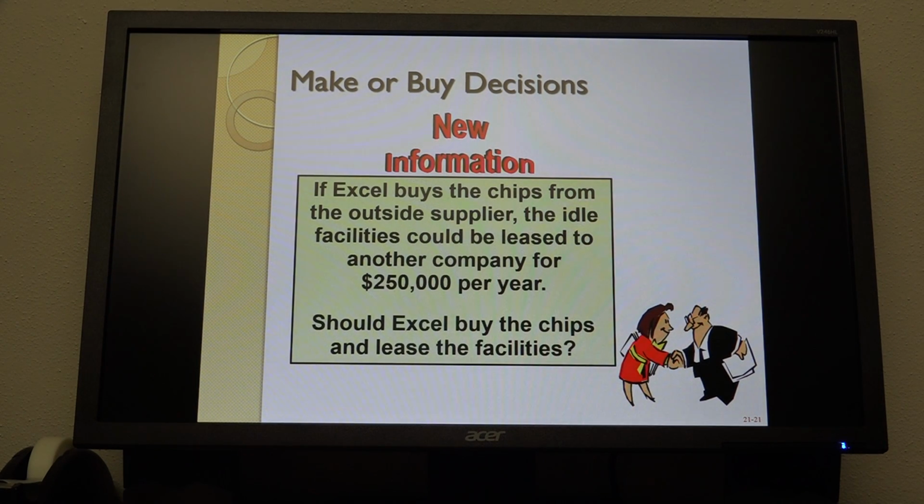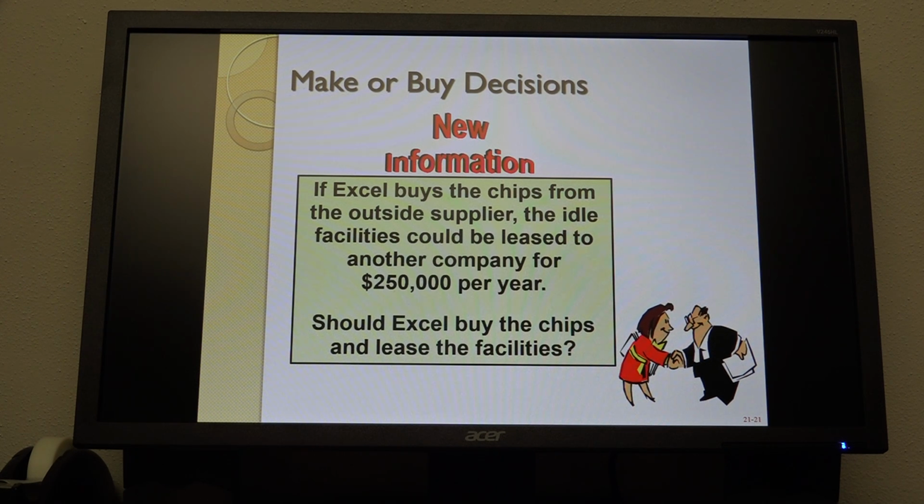So they add some new information. What if they can take that additional capacity? If they buy the component, they can take that additional warehouse capacity and rent it out to another company for $250,000 per year. Should they buy the chips and lease the facilities?